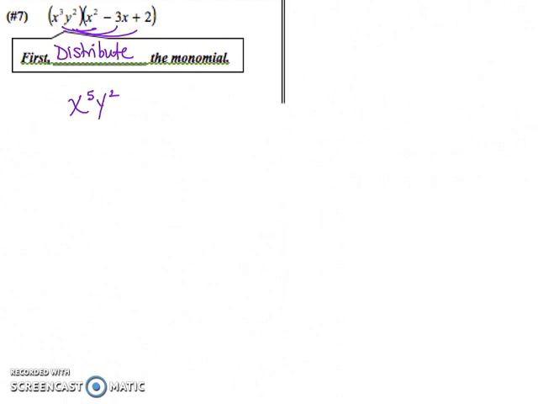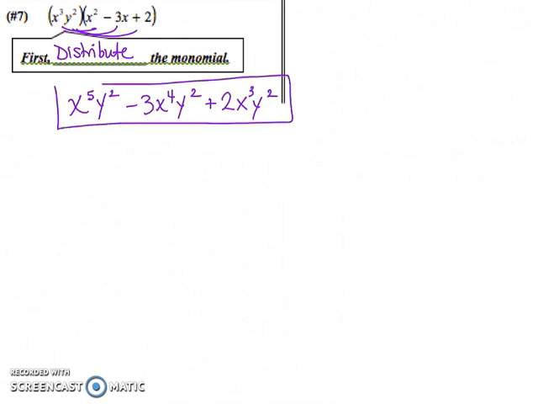And then x cubed y squared times -3x, the x cubed times the x is going to make -3x to the 4th y squared. And then plus 2x cubed y squared. And guess what? That's it. Because all 3 of those terms are different, they cannot be combined.